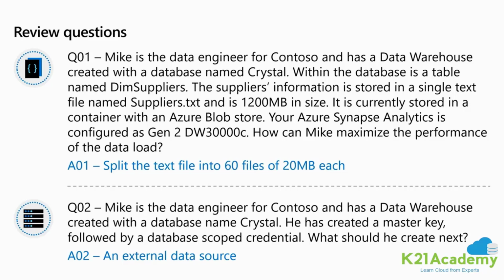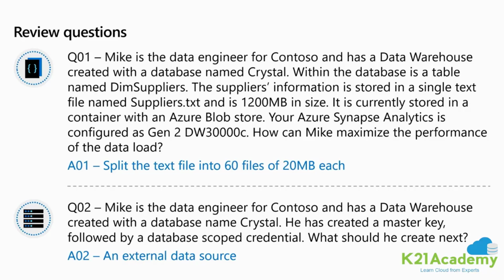So basically what happens when you load the data, which is 1200 MB in size, into Synapse, we already know that there are 60 storage locations. So if the file is 1200 MB in size and there are 60 storage locations, then if we divide 1200 by 60, in each storage location, 20 MB of file will be available. So that's what the answer is: split the text file into 60 files of 20 MB each.